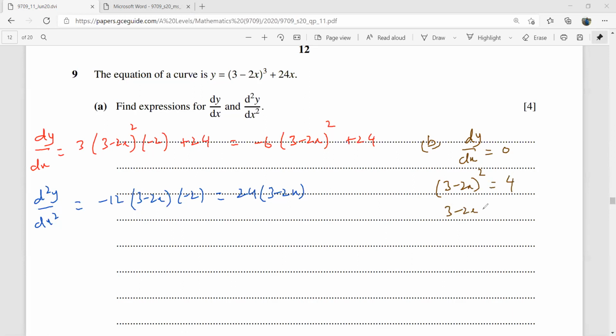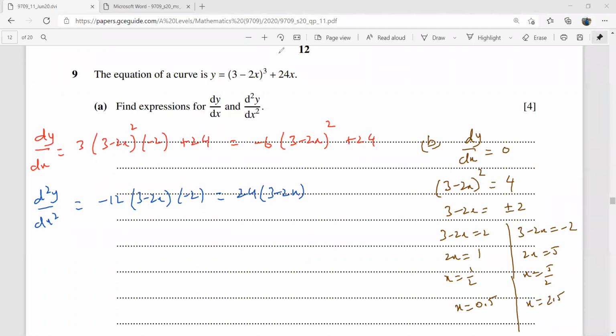So this 3 minus 2x is going to be plus minus 2. So you have 3 minus 2x equal to 2, and 3 minus 2x equal to minus 2. So you have 2x equal to 1, x equal to half. You have 2x equal to 5 and x equal to 5 by 2. These are the x coordinates of the stationary points. Now, in your calculators, let me write them as decimals so that you can find the y coordinates quickly. Now, please tell me when you put this back into it.